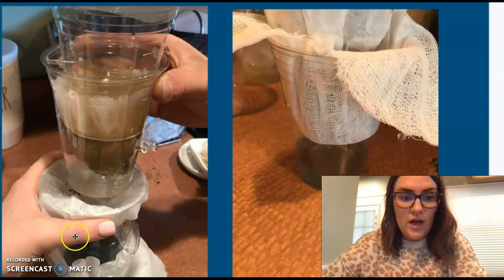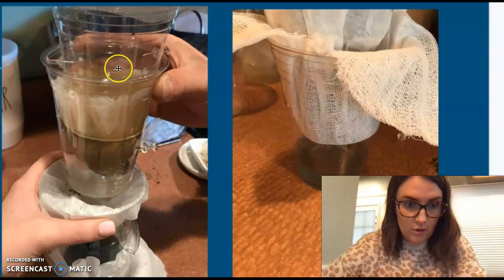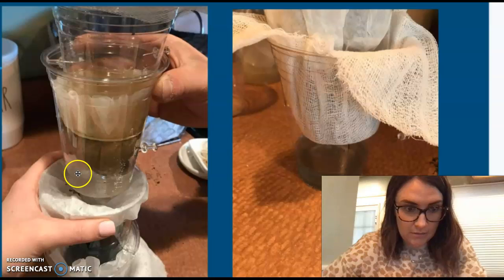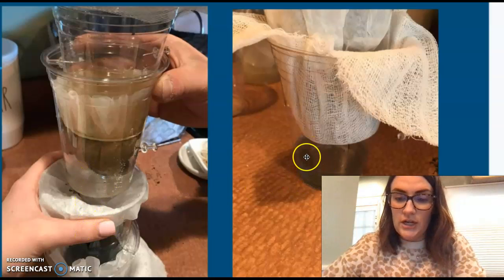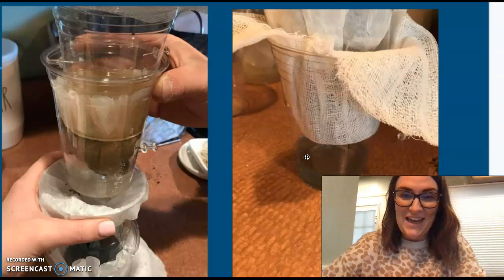This is a picture of it in the process. So when I put the water through, as you can see, the water's right here at the current moment, and it was starting to go through. I know it's hard to see, but in this picture is my clear water. So it did end up working, which was awesome.